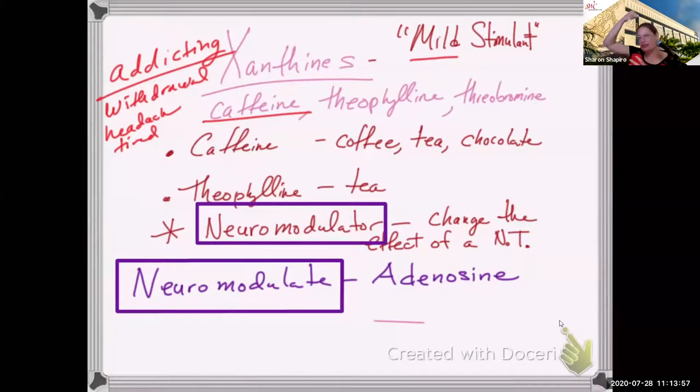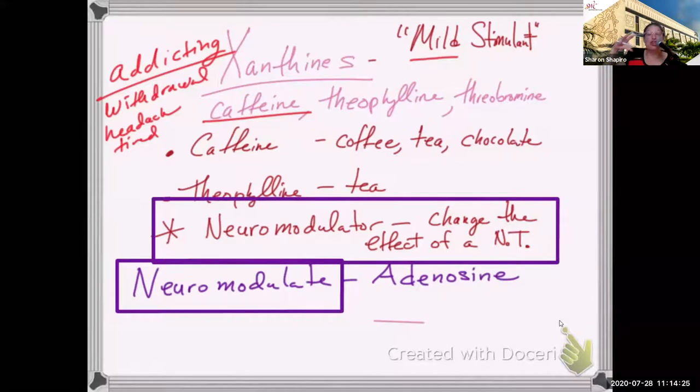So the neurotransmitter's in your body, it's working, then you take the neuromodulator and it attaches itself or interferes in some way or changes the way that neurotransmitter can bind or attach. It might make it work more strongly. It might make it work less strongly. In the case of the xanthines, it definitely changes the effect of the neurotransmitter. And the neurotransmitter that it's going to change the effect of is called adenosine.